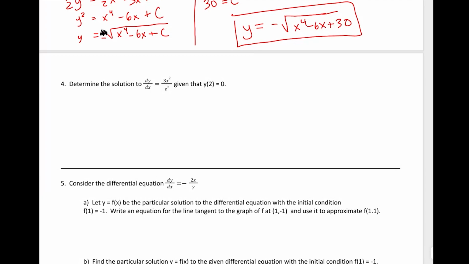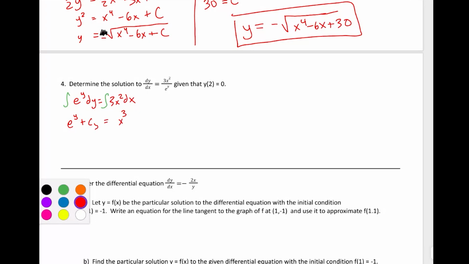once we try to separate the x's and the y's here, again, we're going to use that cross product property and rewrite this as e to the y dy equals 3x squared dx. I do want to integrate both sides, and the integral of e to the y is just e to the y. So we get e to the y plus a constant, and then we've got x cubed, since 3 divided by 3 is just 1. So we just get x cubed plus a constant. Combining the constants together gives me e to the y equals x cubed plus c.